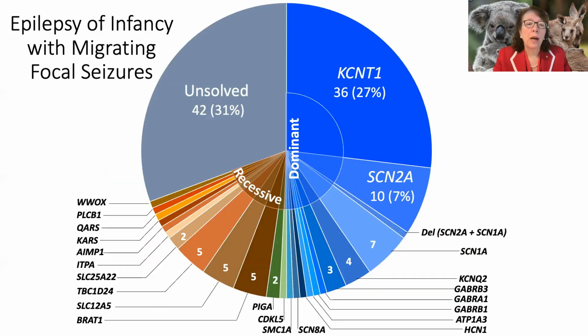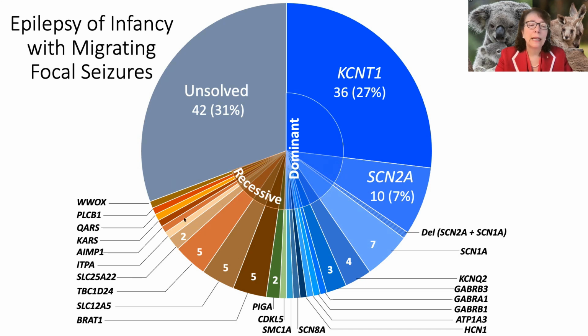So if you have a look here, you see the genes involved in this particular syndrome in these 135 patients. And I guess the take-home message from this, apart from a whole lot of alphabet soup, is that half of the patients have a dominantly inherited gene, which means you only need a single bad copy to have the disease, and they're shown in blue.